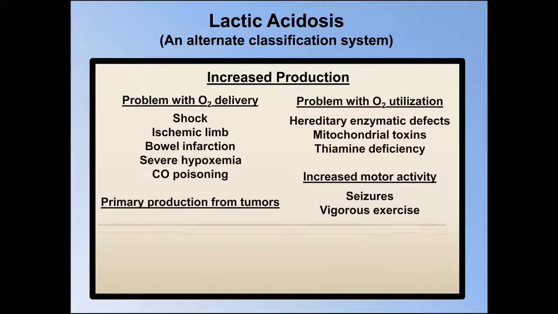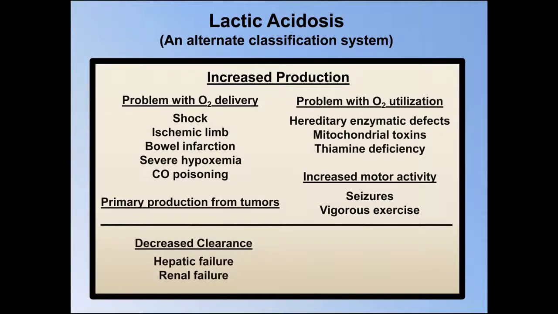Instead of increased production, there could be a problem with decreased clearance, as seen in hepatic or renal failure. Because the kidneys aren't a significant source of lactate clearance until lactate levels are already high, it means that kidney failure in the absence of any other mechanism will not be sufficient to generate a lactic acidosis. It will only make a lactic acidosis from another cause a bit worse. Finally, lactate levels can be elevated due to GI absorption, as seen in D-lactic acidosis.